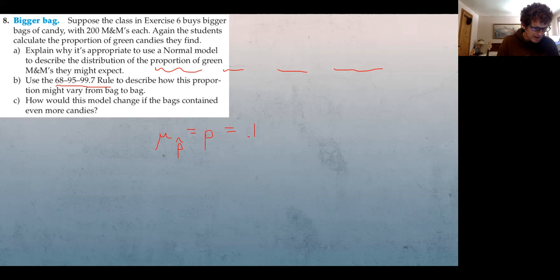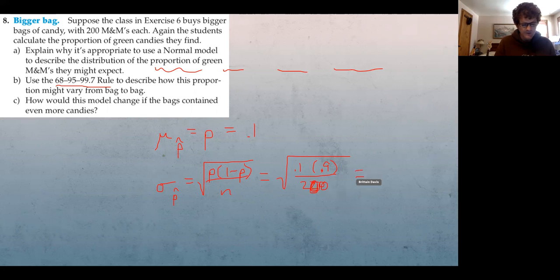Now we need to find our standard deviation for the sampling distribution of sample proportions. That's going to be the square root of p times 1 minus p divided by n. So when I plug in numbers, it's going to be 0.1 times 0.9 divided by 200. And now we can just plug that into the calculator and get it figured out.